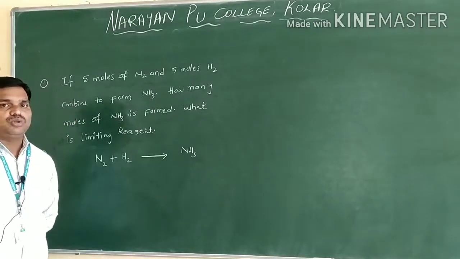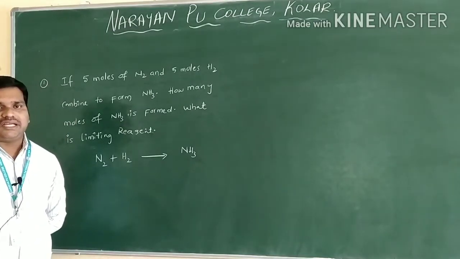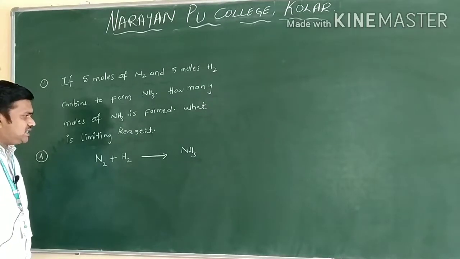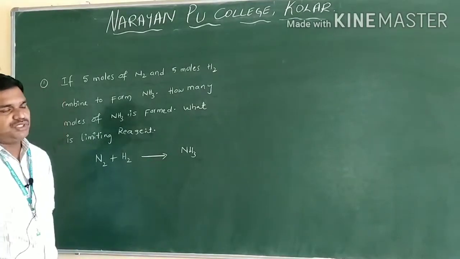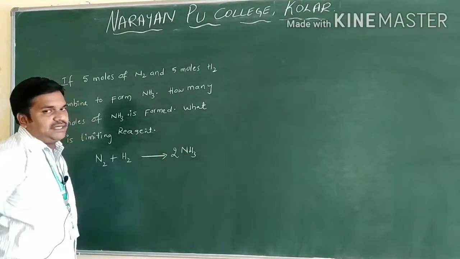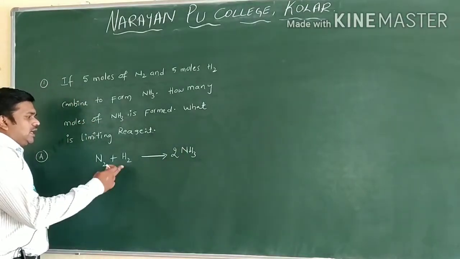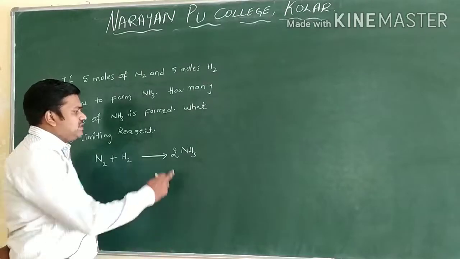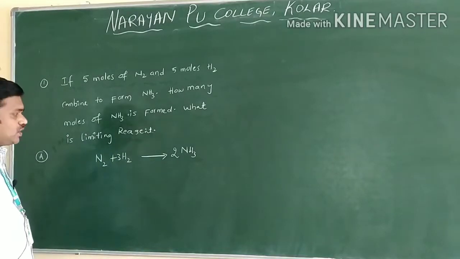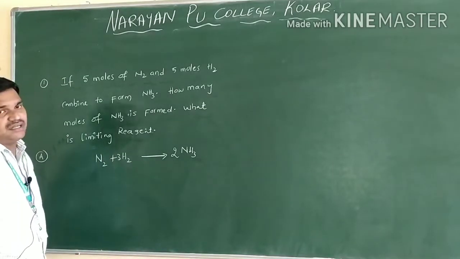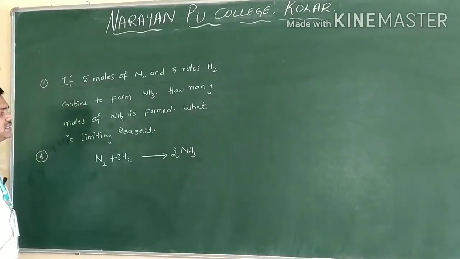Here you have to write the balanced equation. You can see there are 2 nitrogen atoms on the reactant side and only one on the product side, so I want to write 2 NH3. On the reactant side we have 2 hydrogens and on the product side 2 into 3, 6 hydrogens, so here I will write 3 moles of H2. Now it is a balanced equation. From this balanced equation we want to find how many moles of NH3 are formed in this reaction, and we have to identify the limiting reagent.